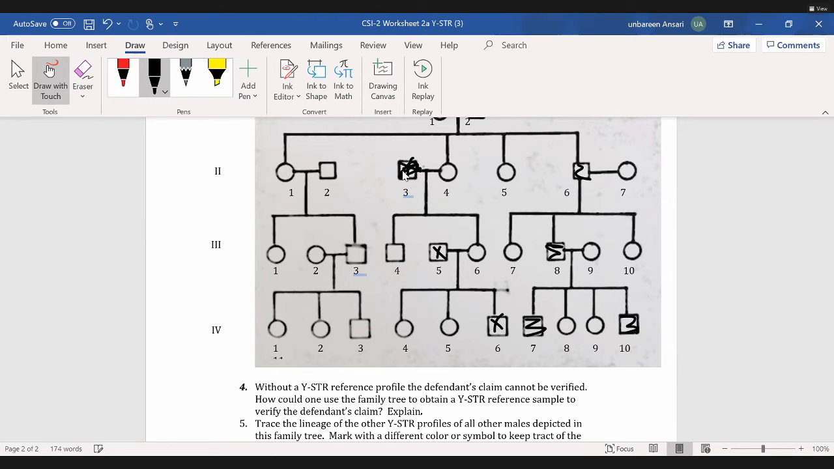So this guy is not this person's father. Therefore, you cannot get the Y-STR pattern from this person. He has a different father. Remember, his daughter is married to this guy. That's why. Got it, that makes sense. Thank you.